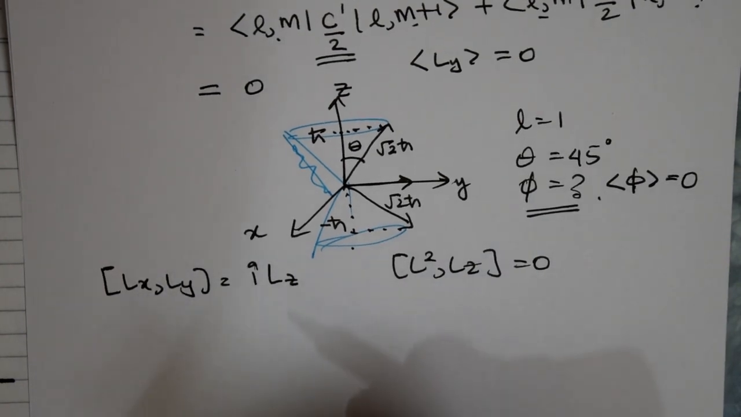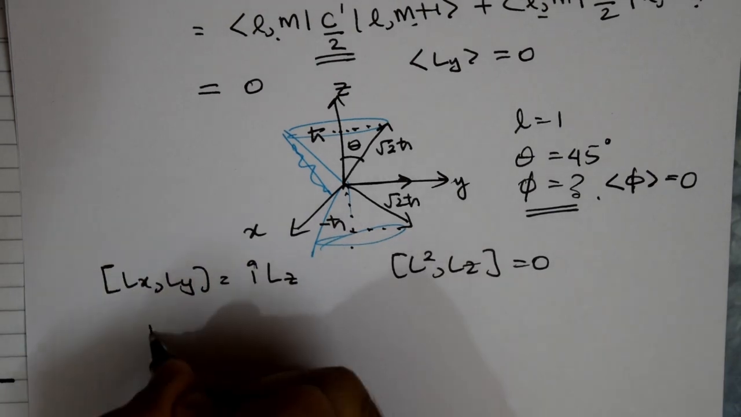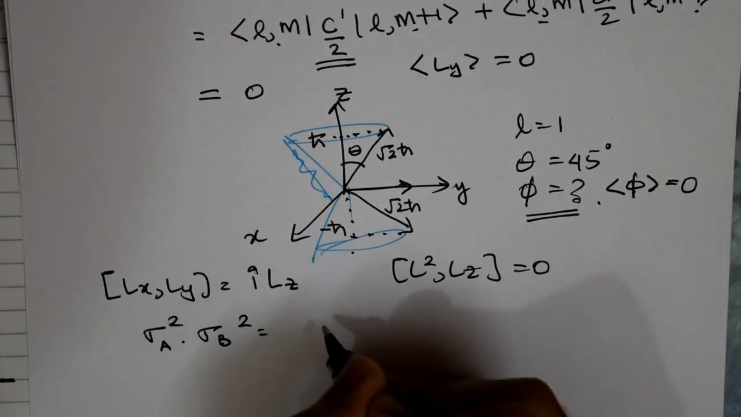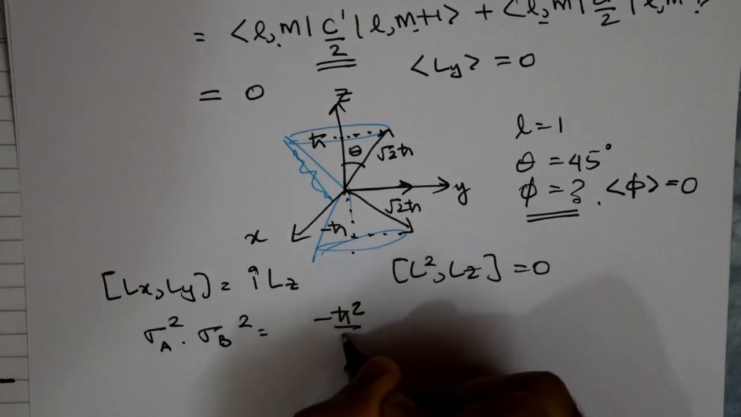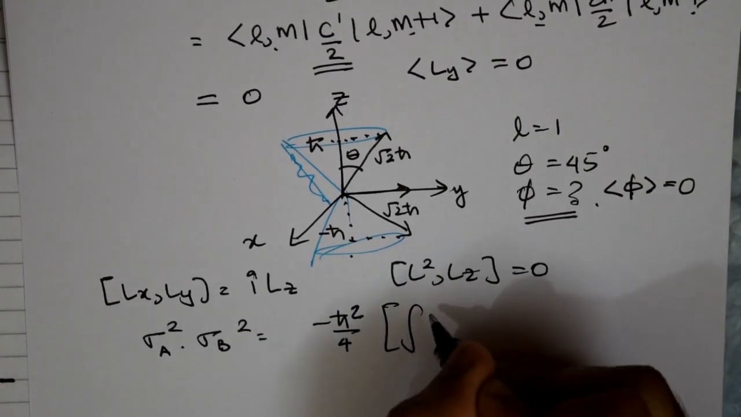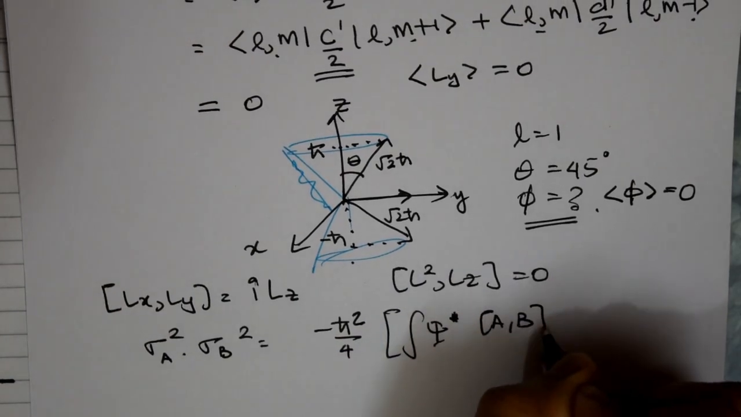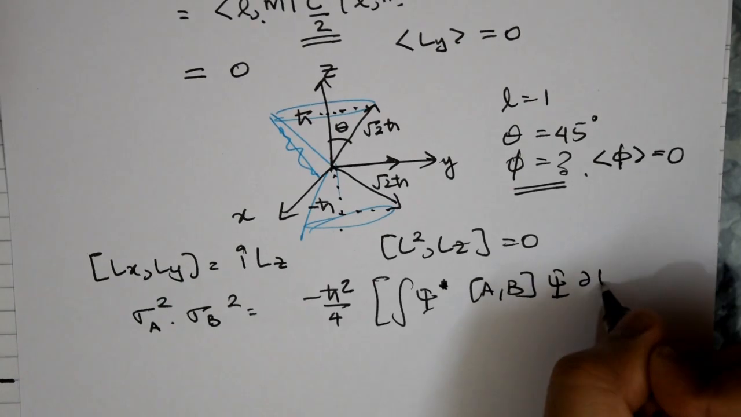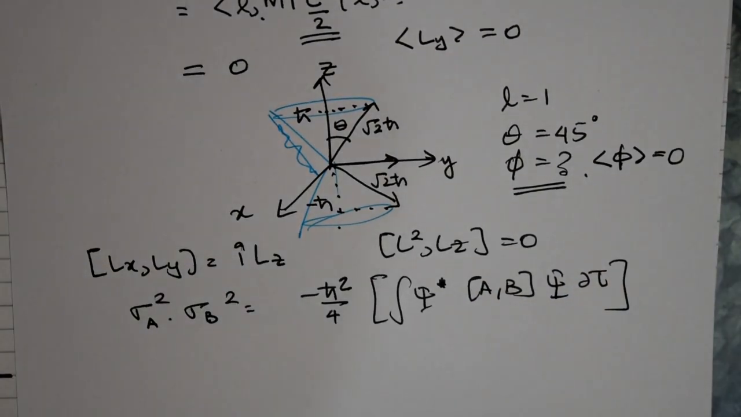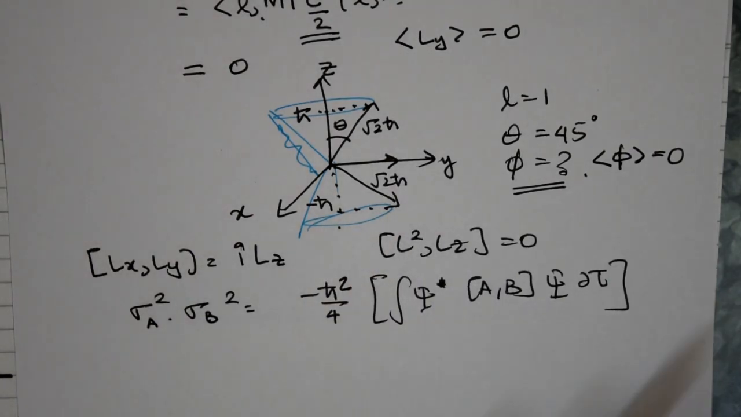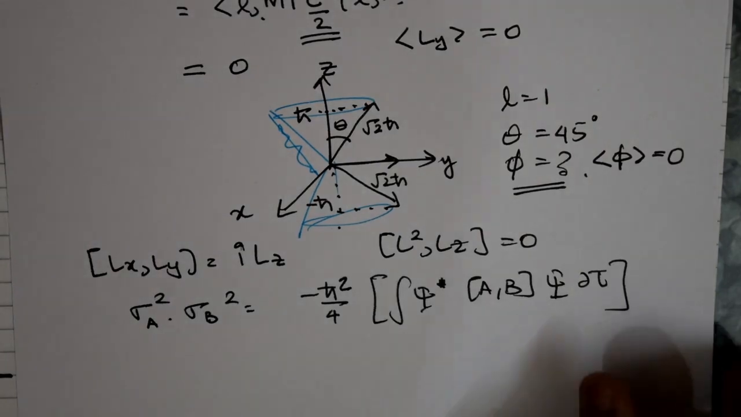If you might remember, we were talking about the variance associated with sigma A times sigma B being greater than or equal to the integral of ψ star [A, B] ψ dτ, divided by 2i, squared. So this is what we had earlier, and we were able to understand once again that's why you will not be able to determine the x and y component reliably. Okay, fantastic. So now having said this, let's move on.